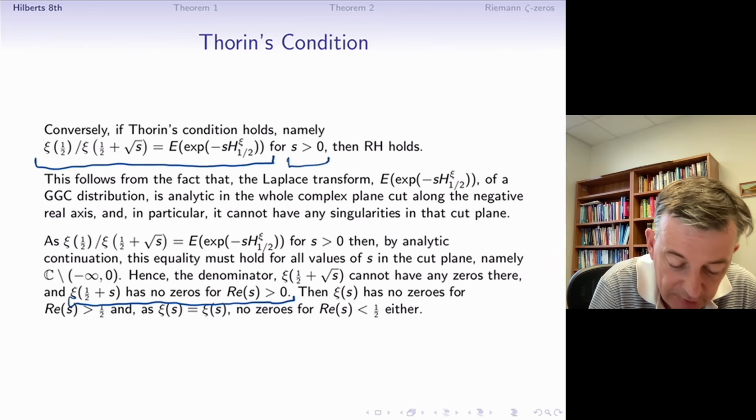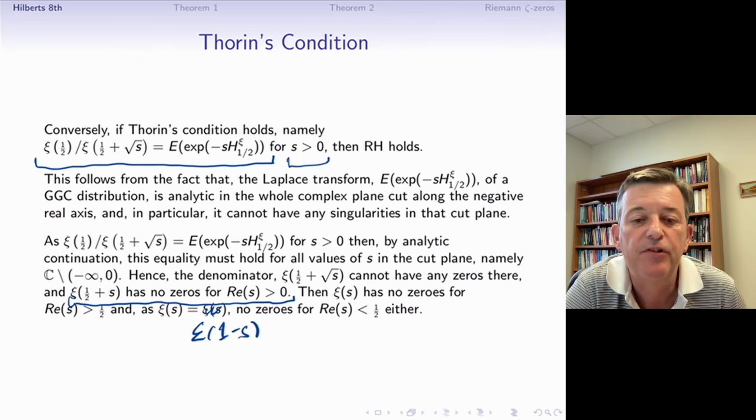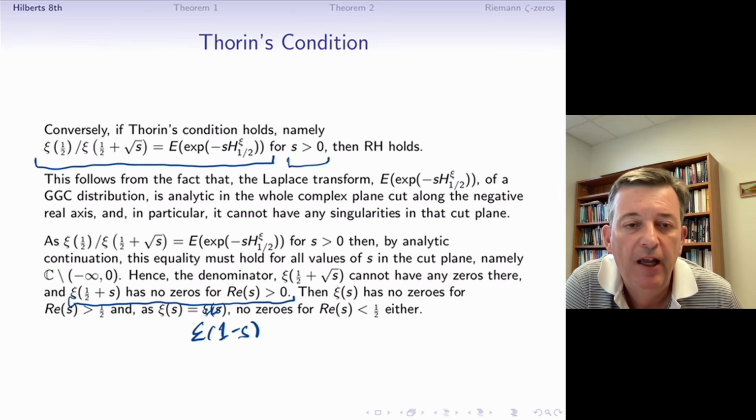And so that means that xi of s has no zeros for real s greater than 0. And as xi of s is equal to, that's a minor typo, xi of 1 minus s, it has no zeros for real s less than a half either. So we know that all the zeros of xi over half plus s must lie on the line real s equals a half, which is essentially the Riemann hypothesis. Okay, so there's Thompson's condition.